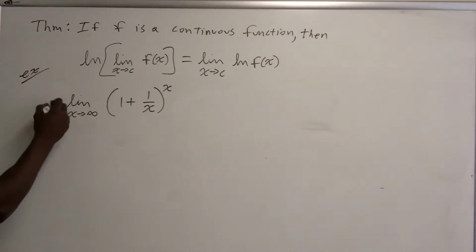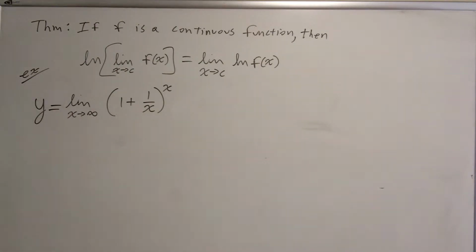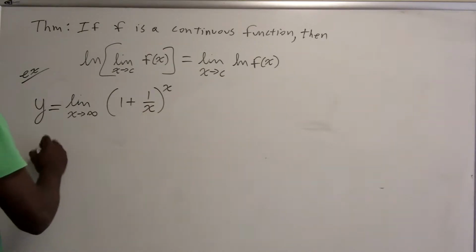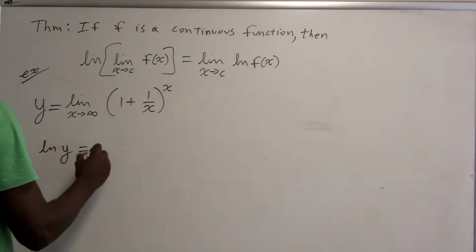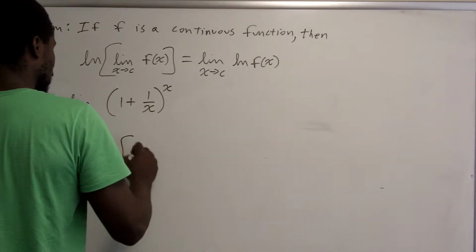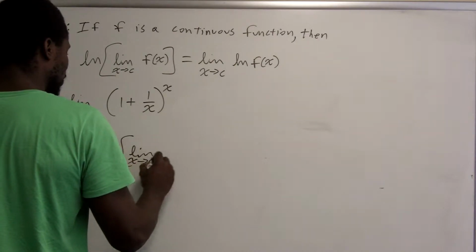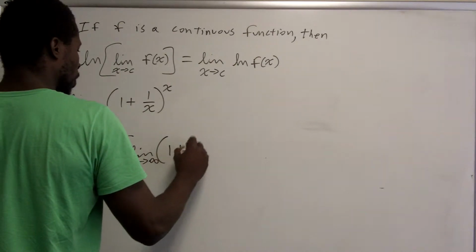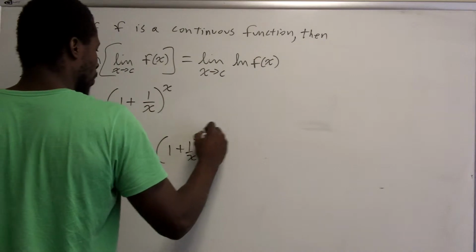I'm going to let this limit equal y. I'm going to call that limit y. It wasn't originally called y, but I'm going to call it y. And then I'm going to take the natural log of both sides of this equation. So the natural log of y is equal to the natural log of the limit as x approaches infinity of 1 plus 1 over x to the x power.